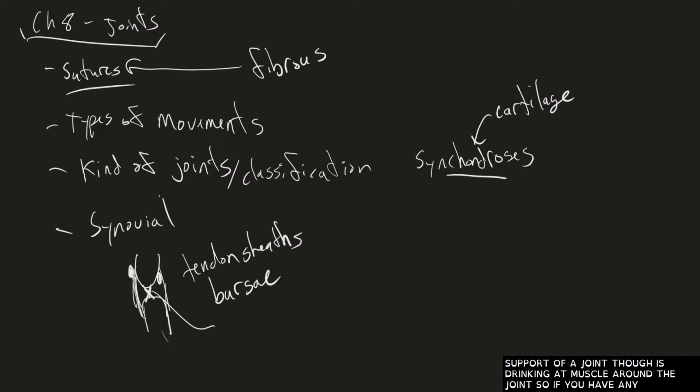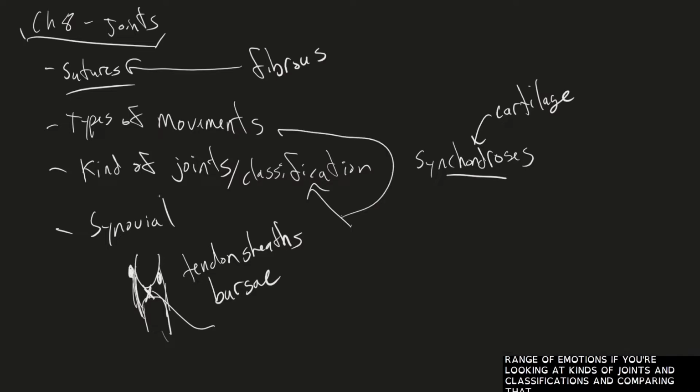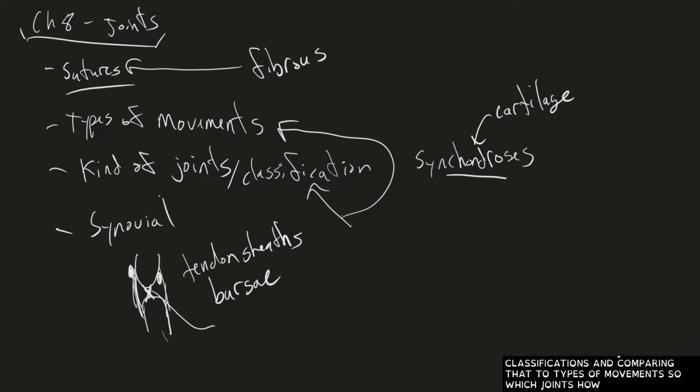So if you have anything torn or anything stretched in the shoulder, the first thing in all rehab is to strengthen the muscle around that joint. And then ranges of motion: if you're looking at kinds of joints and classifications and comparing that to types of movements, which joints have the greatest range of motion?